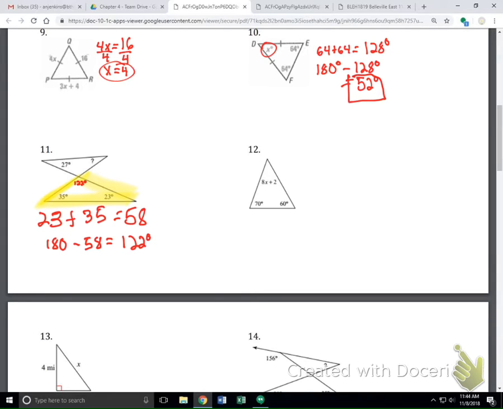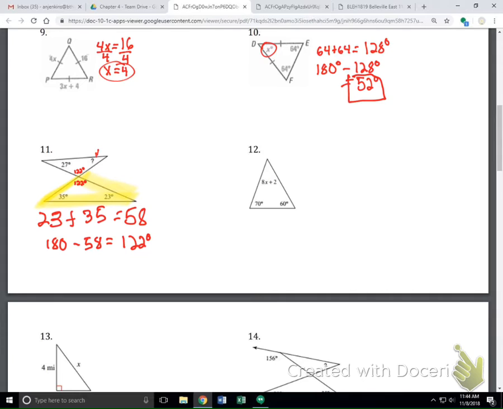It's going to be 122. How do you know that? So we have two angles that are formed by intersecting lines that are not adjacent. They're congruent because they're vertical angles, and vertical angles are congruent. So we know that this value has to be 122 as well.